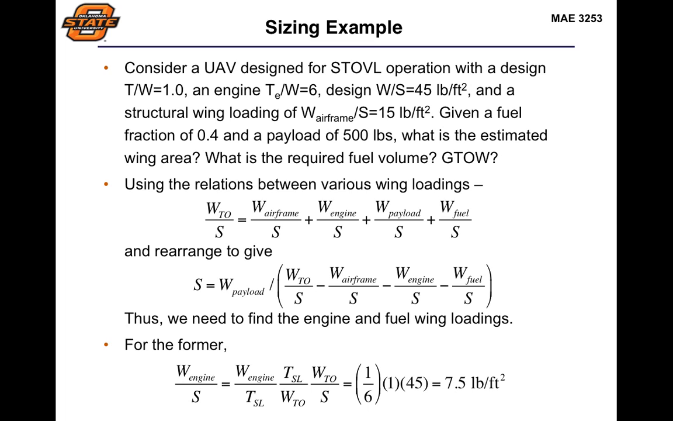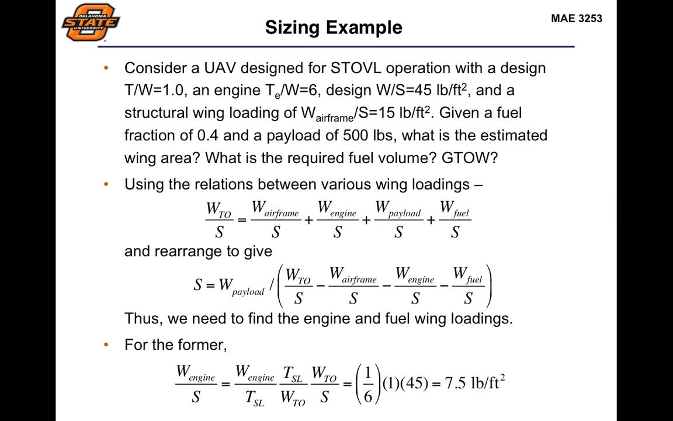So this is just an example to give us an idea of how big the aircraft is going to be. Also, we're going to find the required fuel volume and the gross takeoff weight. So the first thing we do is we use that previous relationship of the takeoff weight, airframe, engine, payload, fuel, and we divide everything by the wing area.